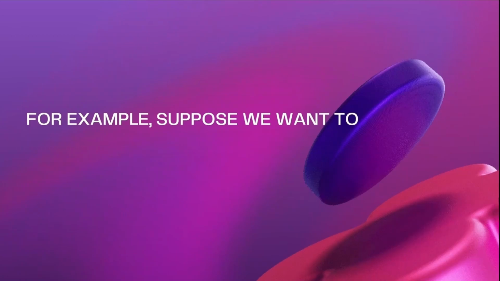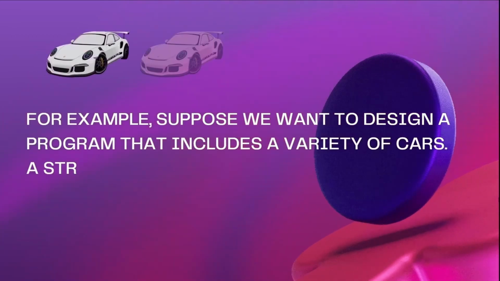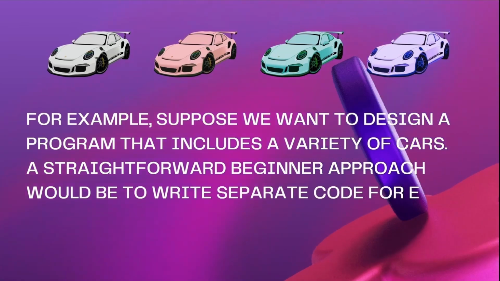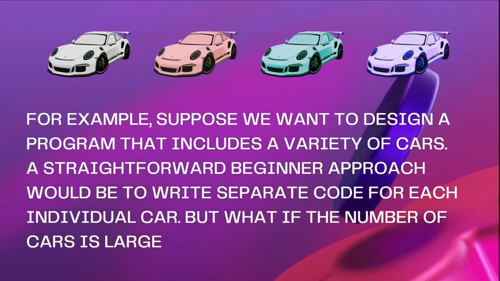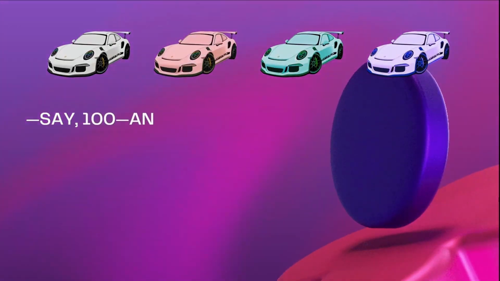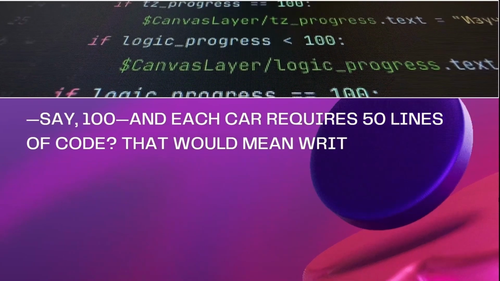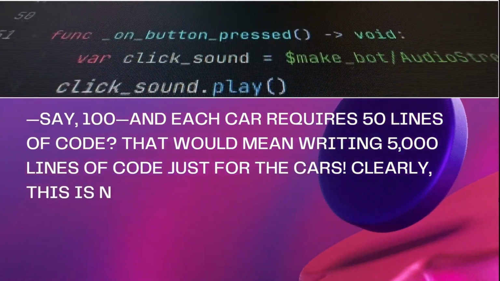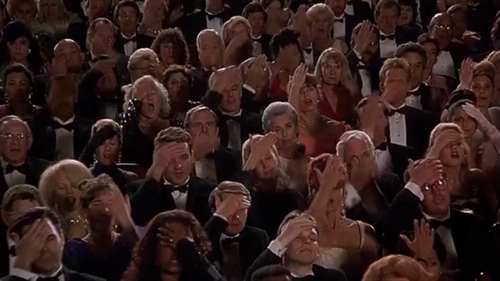For example, suppose we want to design a program that includes a variety of cars. A straightforward beginner approach would be to write separate code for each individual car. But what if the number of cars is large? Say 100, and each car requires 50 lines of code. That would mean writing 5,000 lines of code just for the cars. Clearly, this is not an efficient way to handle programming tasks.